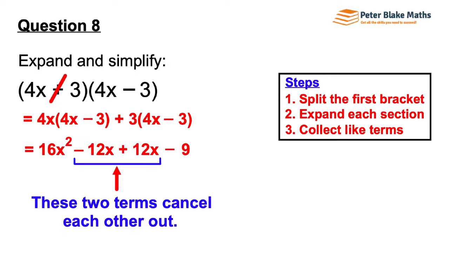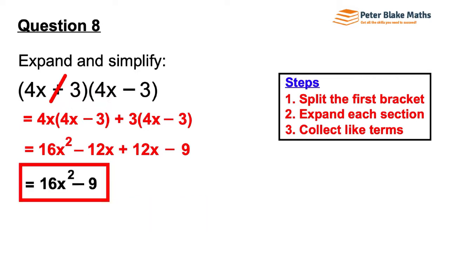Now you'll notice again, when we've got all the same numbers but a plus in between and a minus in between, you get the two terms in the middle cancelling each other out. Minus 12x plus 12x ends up being 0. So that just leaves us with the first section and the last section, 16x squared minus 9. So that's expanding normally. We get 16x squared minus 9.